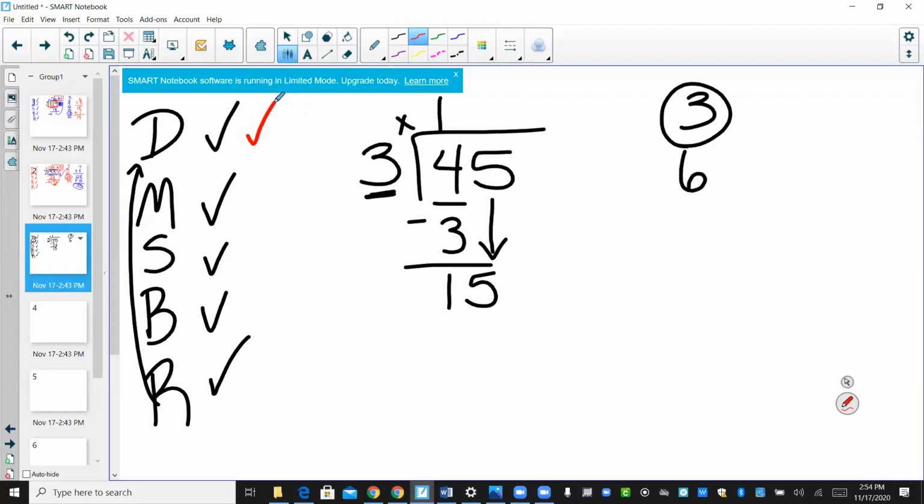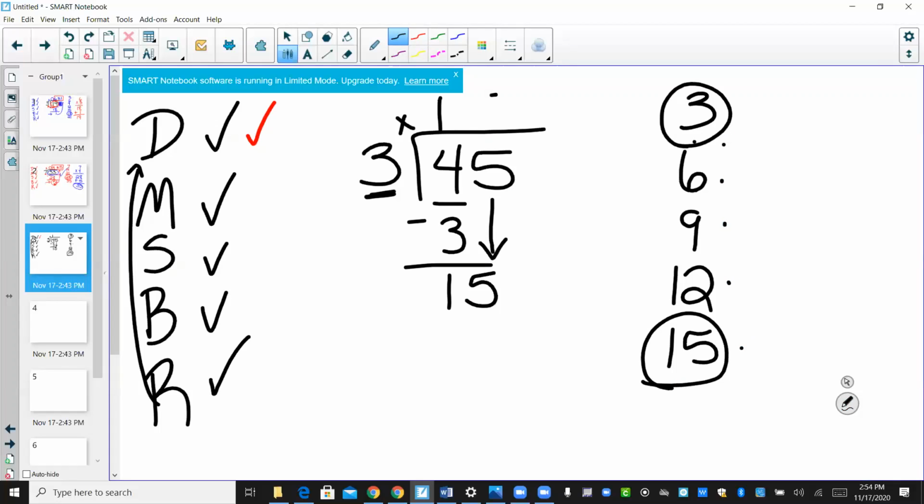So let's divide again. Making equal groups of 3, how many groups of 3 can you make out of 15? Thinking about your multiples of 3 again, let's continue our list. 3, 6, 9, 12, 15. So I know that I have 1, 2, 3, 4, 5 groups of 3 that are equal to 15. When I multiply 3 times 5, I get 15. If I subtract, there's nothing left over.